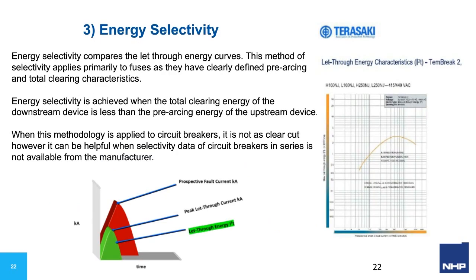Energy selectivity. Energy selectivity compares the let-through energy curves of the downstream device to the tripping initiation curve of the upstream device. For any given fault level, the downstream breaker will let through an amount of energy in amperes squared per second, or I squared T. It's depending on the time taken for the breaker to open and the current limiting nature of the breaker. This was previously used to determine the compatibility of fuses based on their pre-arcing and total clearing time, one compared to another.